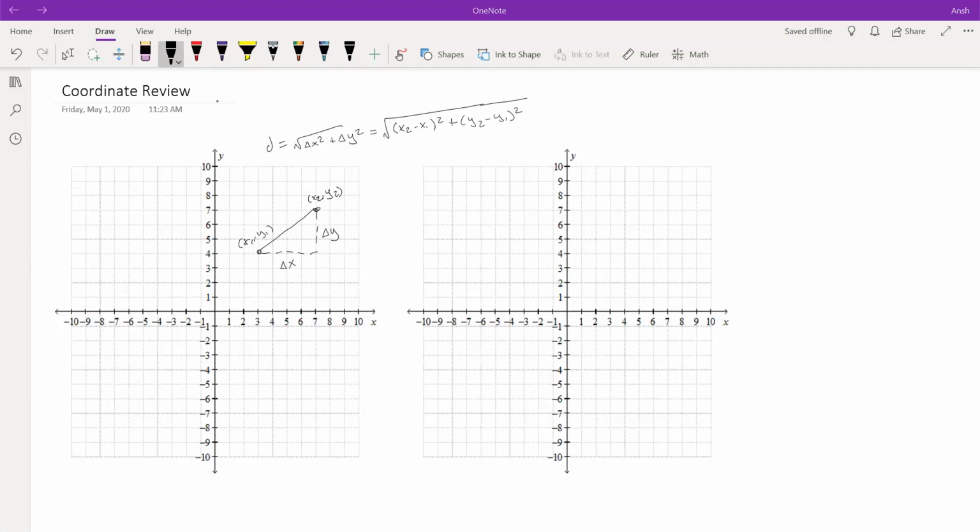And the order in which you label the points doesn't matter. So if you were to switch x1, y1 with x2, y2, it'd be the same since you're squaring it. So the negatives wouldn't matter anyways.